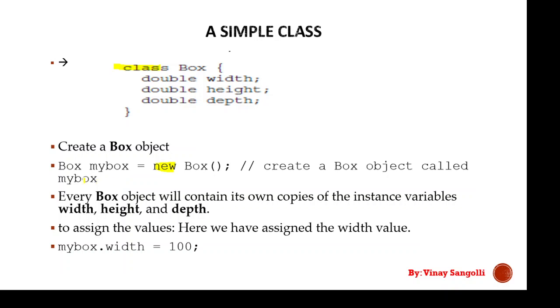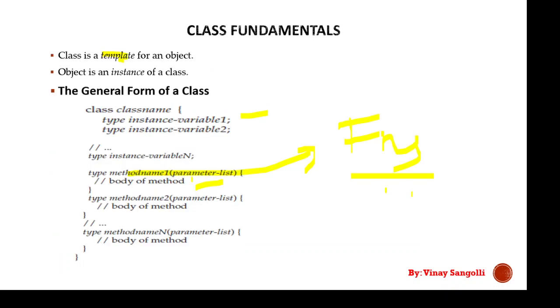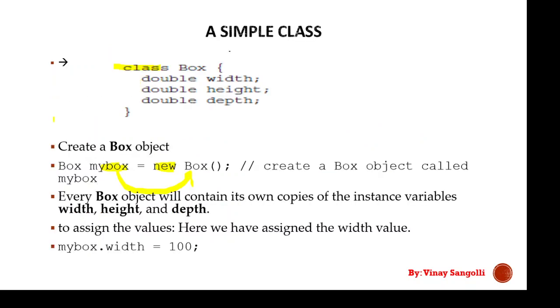First thing is this my box, whatever you can see here, is nothing but an instance of box. If you can see here, an object is what now? It is an instance of a class. So this my box, which is an object, is an instance of a class. I hope you are getting it. So that means here you will always have the class, and here you will always have the object.